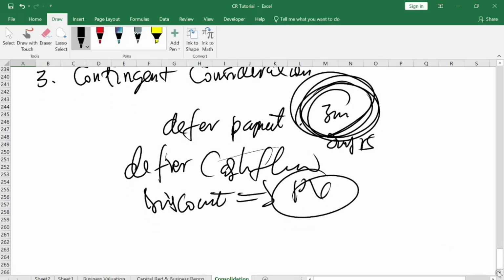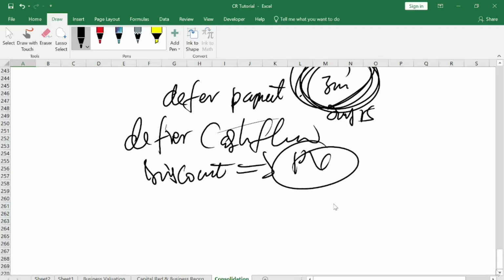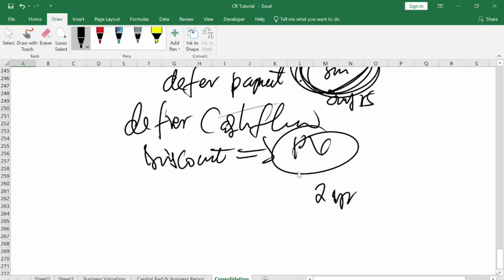Now, when you discount to the present value, because you are paying it in 2 years, assuming you discount this 3 million, maybe it can give you 2.5 million. You discounted it at maybe 10%. Are you with me? Now, when you defer a cash payment to the future, it is like a loan to you, right?